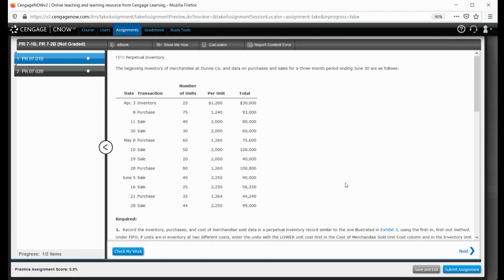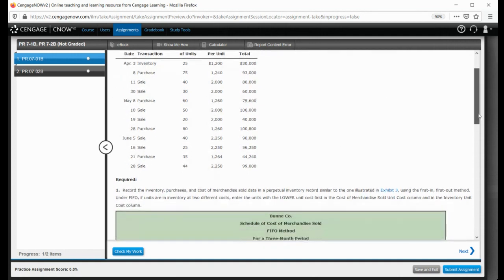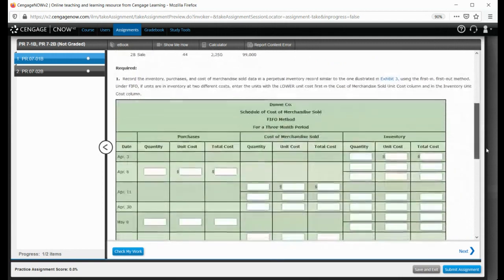And what I want you to realize is that this is a method that management can choose. The FIFO method is the first in, first out method. Sometimes management chooses this because it kind of matches the physical flow of the inventory. But we're really not talking about the physical flow of inventory, but we are talking about assigning a cost to our inventory. And if management chooses to use the first in, first out method, we will use what is called a perpetual inventory card.